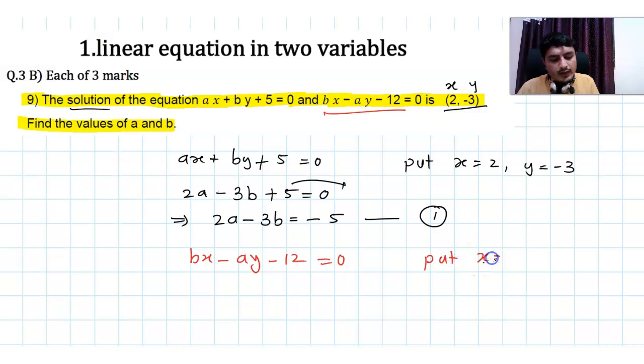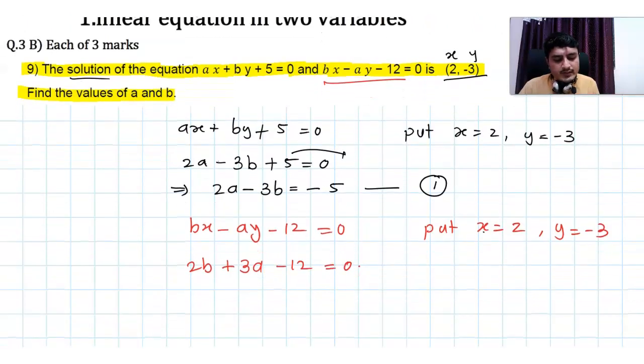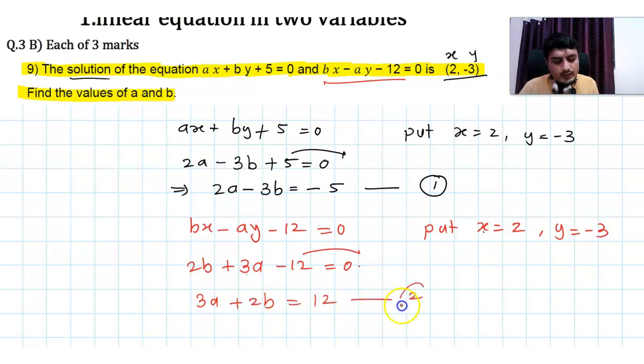Now let us put x = 2 and y = -3, because (2, -3) is the solution of this equation, so it should satisfy the given equation. So the x value is 2, b into 2 we write 2b, minus a into y, that means a into -3, we have -3a, minus minus becomes plus, so 3a, and -12 equals 0. So let's shift -12 from LHS to RHS. We get 3a + 2b = 12, call it equation number 2.